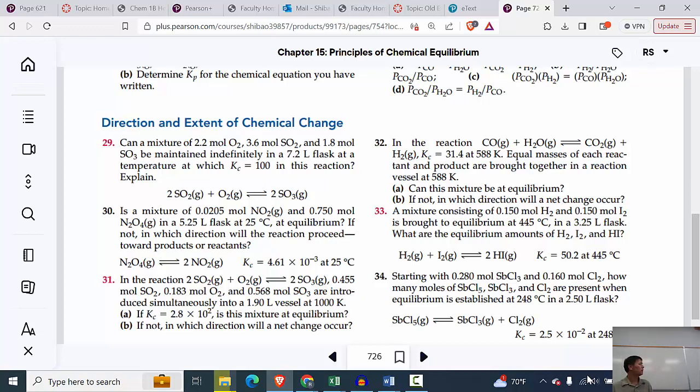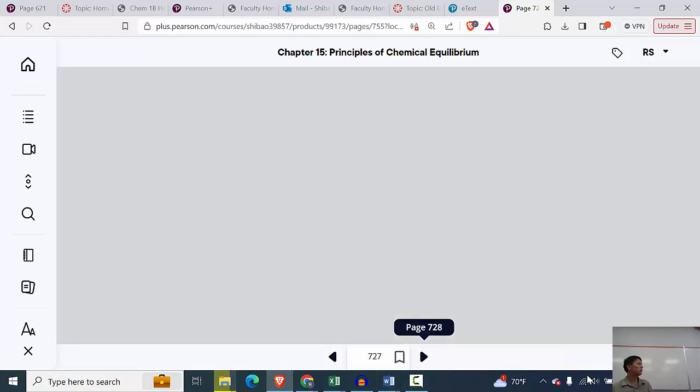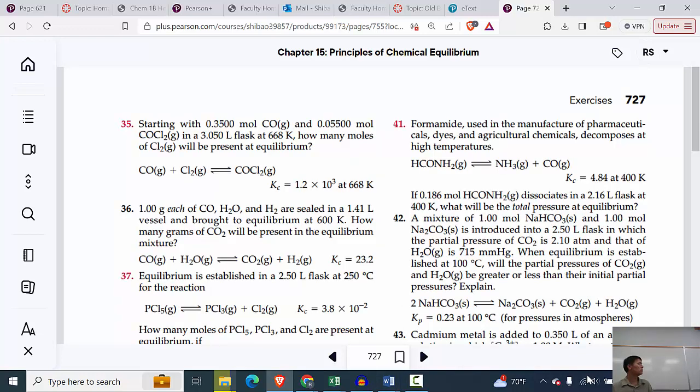So, for example, here, number 31, they give us this reaction, and they tell us the moles and the volume, so we can calculate molarity. They tell us Kc, and so we just calculate Q and compare it to K. If Q and K are equal, then the mixture is at equilibrium. If not, then if Q is bigger, it's going to go backwards. If it's smaller, it's going to go forward. So those are Q-K problems. Just do a few of those, and you'll be fine.